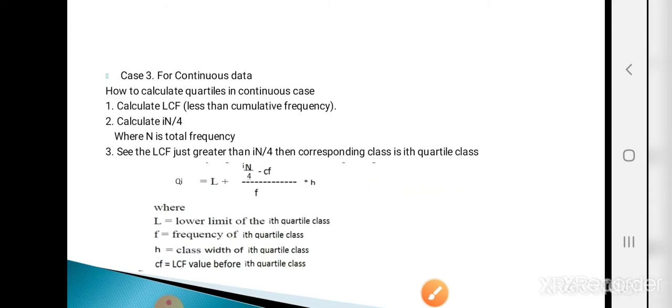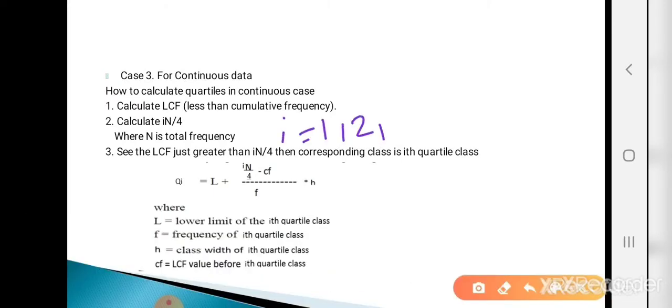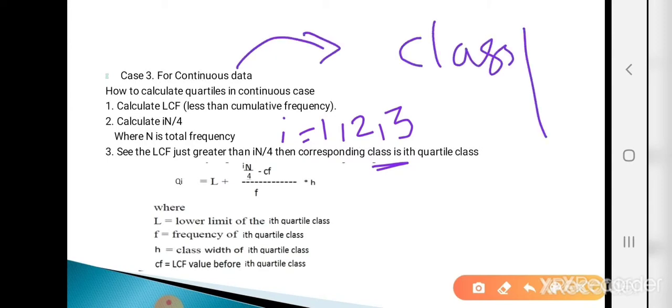Now see the third case, continuous data. So how to calculate the quartiles in the continuous case? The first step is to calculate LCF, that is, less than cumulative frequency. The second step is to calculate iN divided by 4, where capital N is the total frequency and i values are 1, 2, 3. There are 3 quartiles. Now the third step, see the LCF just greater than iN divided by 4. Then the corresponding class is the ith quartile class. Continuous data means we are given the classes along with their frequency.